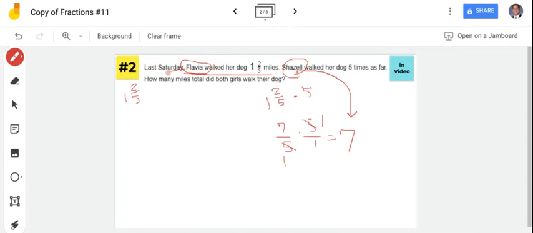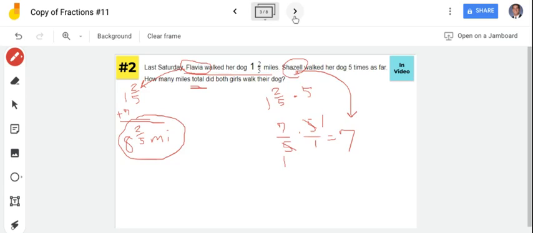Flavia walked her dog 1 2/5 miles. So it says how many miles total did both girls walk their dogs? So what I need to do in my final step is to take 1 2/5 plus 7, right? I take the distance that Flavia walked her dog, and add it to the distance that Chazelle walked her dog. So 1 2/5 plus 7 is 8 2/5. And of course, this would be miles. I can put MI for miles.